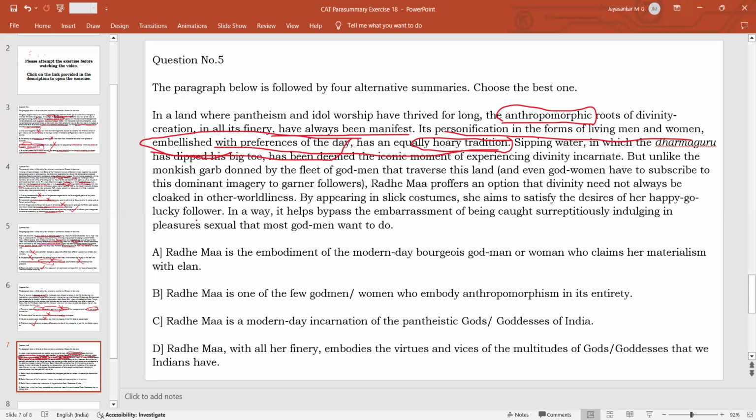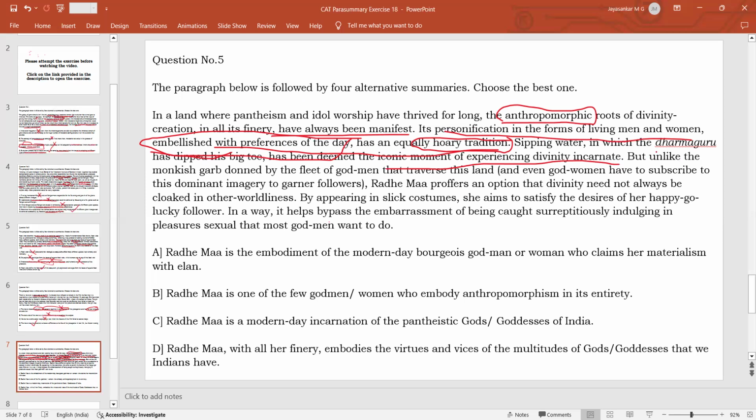That is why sipping water in which the Dharmaguru, a godman, has dipped his big toe has been deemed the iconic moment of experiencing divinity incarnate. So a lot of people, when they visit a godman, have absolutely no problem in drinking water in which the godman has dipped his feet, and they think that this is the extreme blessing of divinity. That is why it is embellished with preferences of the day.